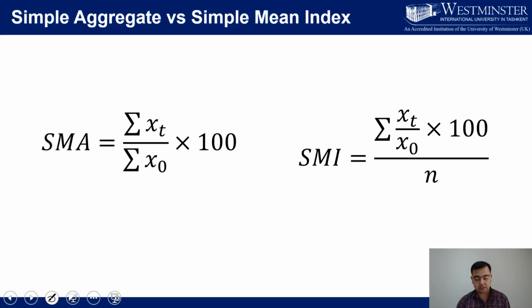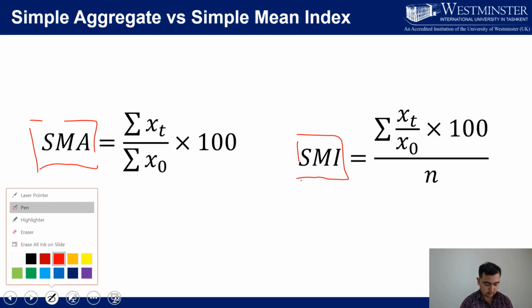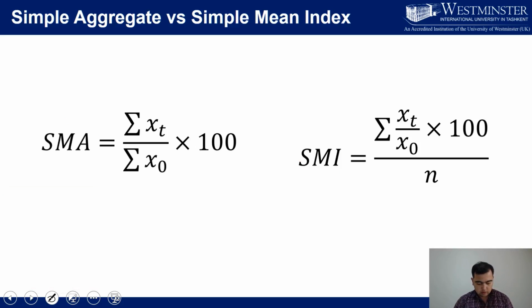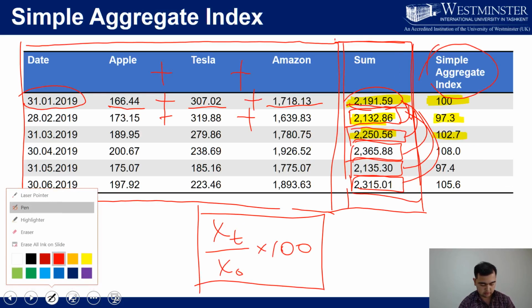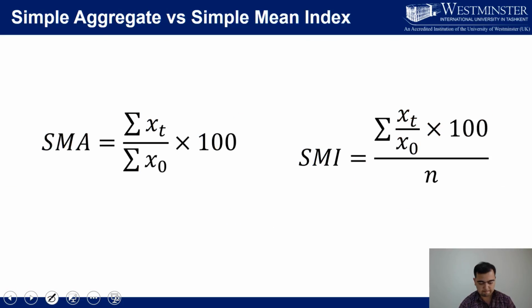Well, technically what we are doing here is we're simply following these a bit scary formulas, okay? But technically they are very simple. Let me explain very quickly. The SAI stands for the simple aggregate index, and SMI stands for simple mean index, okay? All right, so first let me explain the SAI by going back to here. So let me clean up the screen.